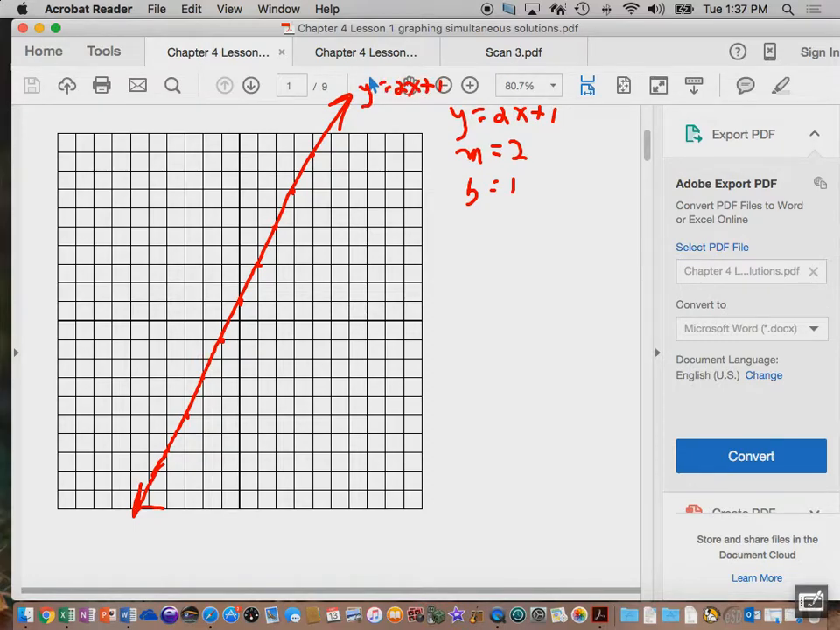And voila. y equals 2x plus 1. Excellent. That's a picture of all of the points that check in y equals 2x plus 1. The point 0, 1 checks. 1, 3 checks. 2, 5 checks. 3, 7, and so on. What's the next line that I have to graph?